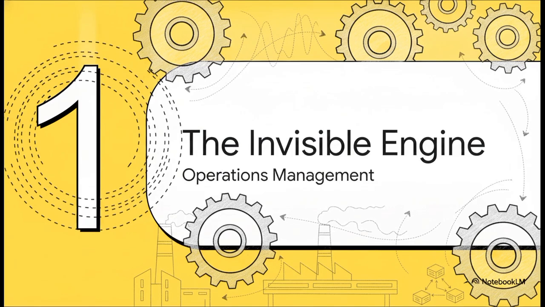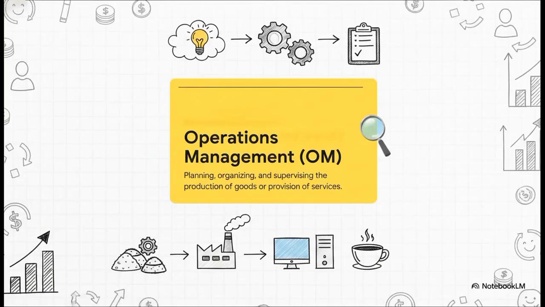What exactly is operations management? Simply put, operations management, or OM for short, is the absolutely critical process of planning, organizing, and supervising the creation of goods or services. It's basically taking raw, basic inputs and transforming them efficiently into the finished products that you and I expect. It is the core of ensuring that business operations aren't just happening, but that they're cost-effective and totally aligned with what the market actually demands.